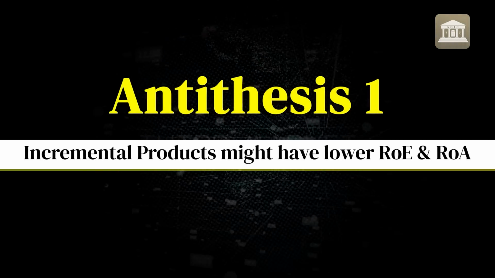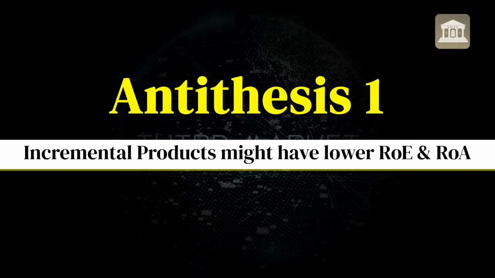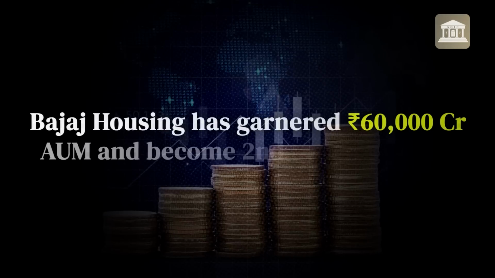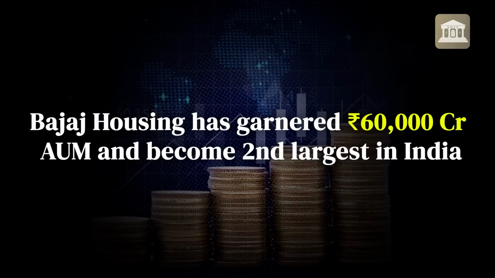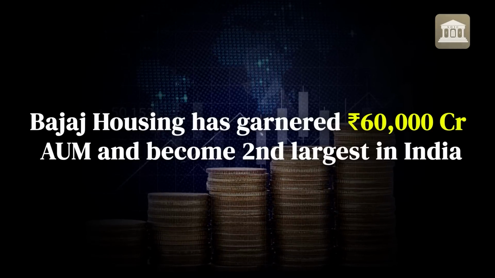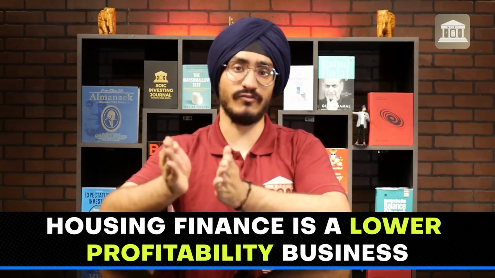The incremental products that Bajaj Finance is launching might have a lower return on equity and a lower return on assets. If you look at the subsidiary of Bajaj Finance, that is Bajaj Housing, it has built more than a 60,000 crore AUM in a very short period of time. I think it has become the country's third largest or second largest housing finance company in a very short period. But the problem with housing finance is that it is a lower return on equity and lower return on asset business, that is, a lower profitability business than the existing business of Bajaj Finance.